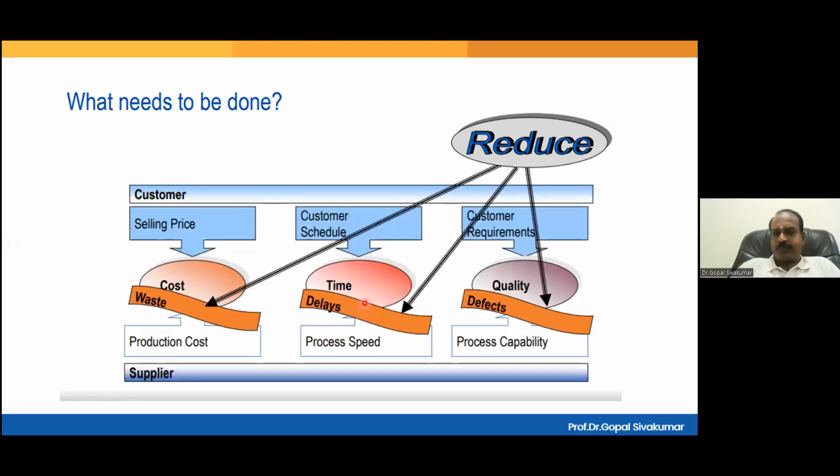And similarly, we work on increasing the speed of the process. When I increase the speed of the process, what happens? I will be able to deliver faster. Am I right? Yes, sir. I will be able to deliver faster. But how do I increase the speed? Does it mean I increase the speed of my machines?